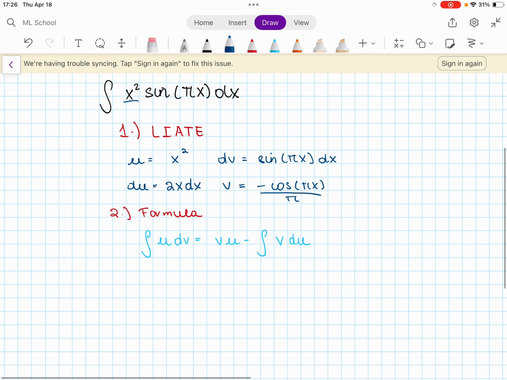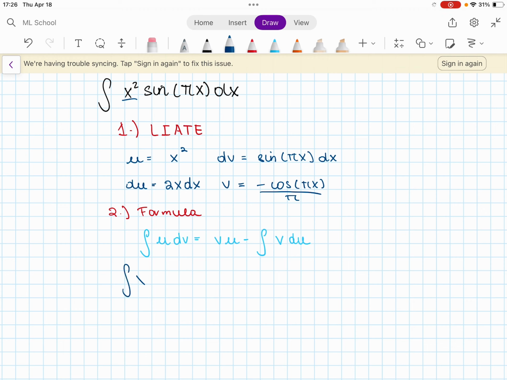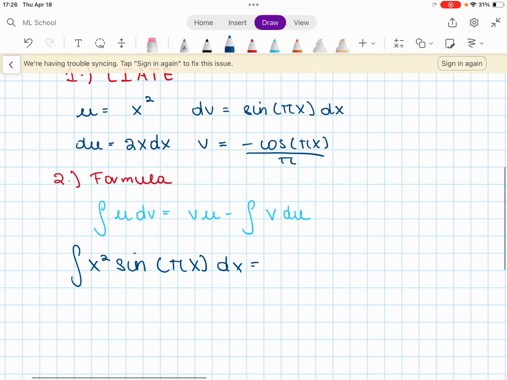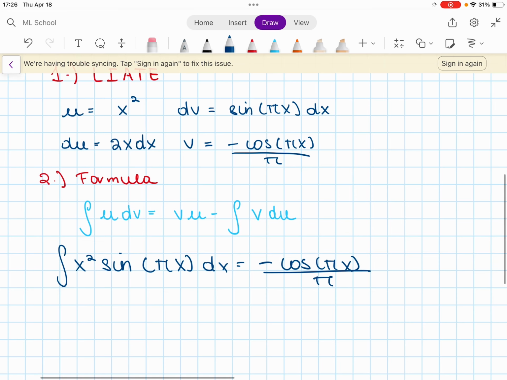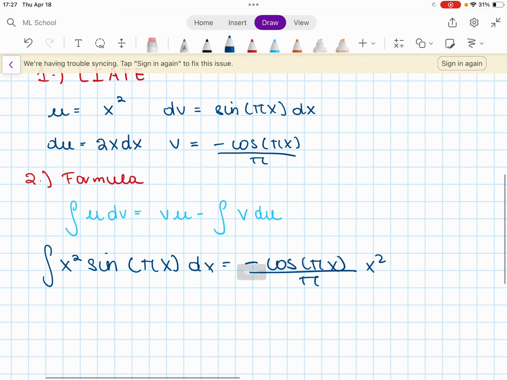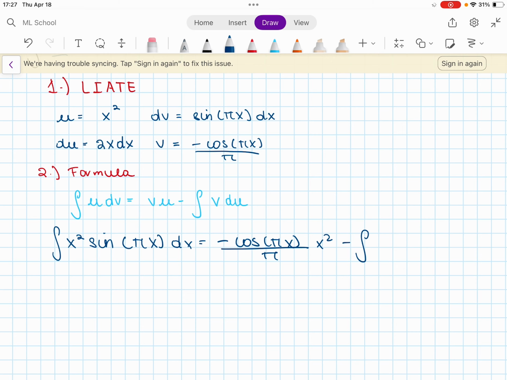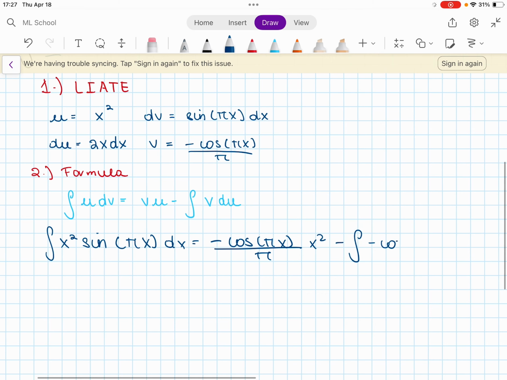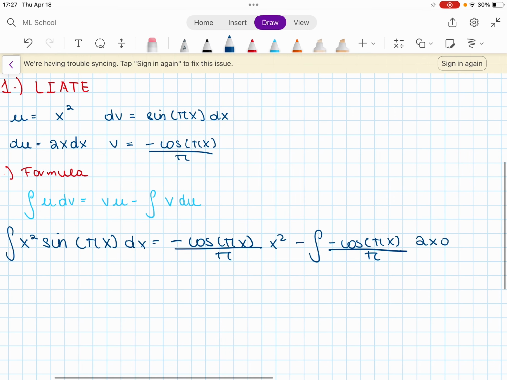So we will copy our first function, which is the integral of x squared sine of pi times x dx, and our v in this case is this, right? So we just copy through the formula, and it's minus cosine pi times x divided by pi, and our u will be x squared, and then minus the integral of v, which will be again minus cosine of pi x divided by pi, and then our du will be 2x dx.